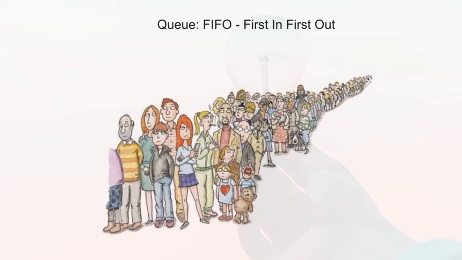Now this differs very much to the queue data structure, and you can think of this literally like a queue of people. This is a FIFO data structure, first in, first out. So the first item or person to come into the queue is at the front, and then the first person out is that person at the front. New items join the back of the queue.